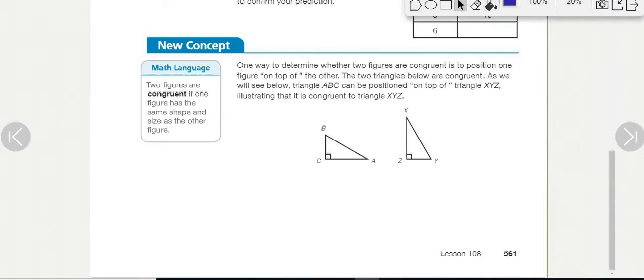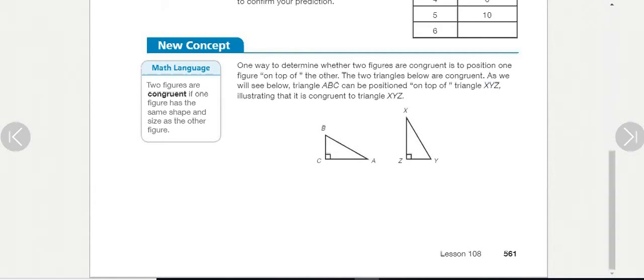So, think of it like all your desk chairs in our classroom are the same for the most part, but they might look different if one's tipped over or one's flipped around or one's upside down or on a desk. But they're still the same. They're just being oriented differently.